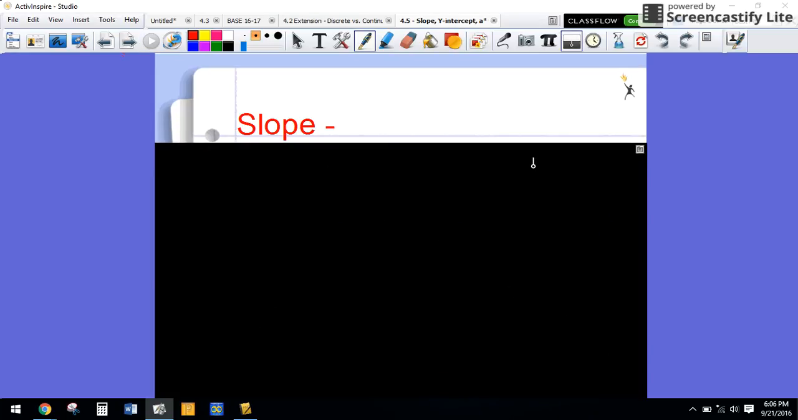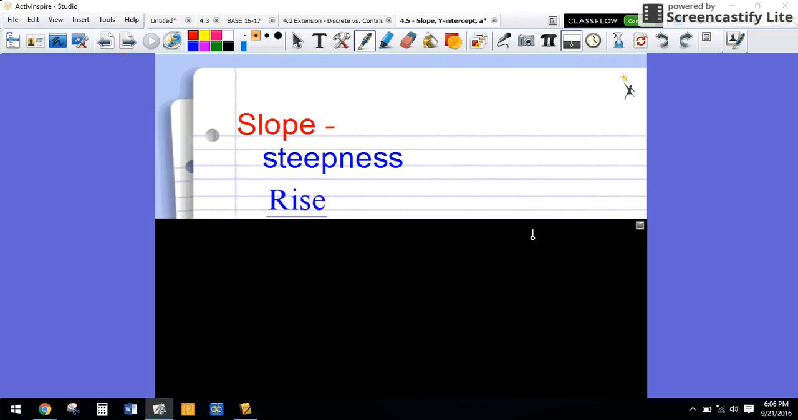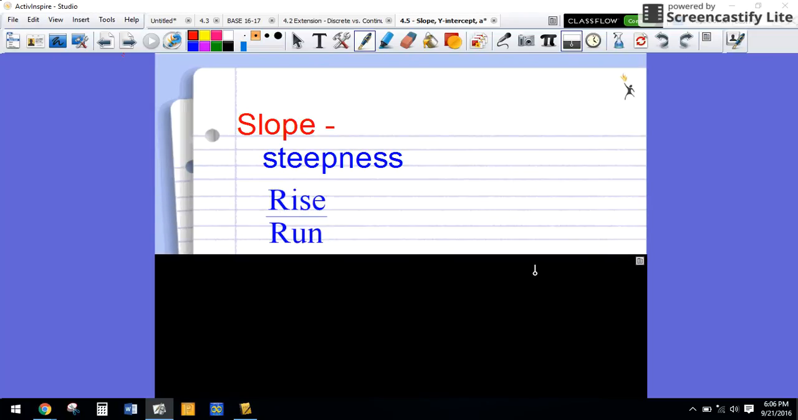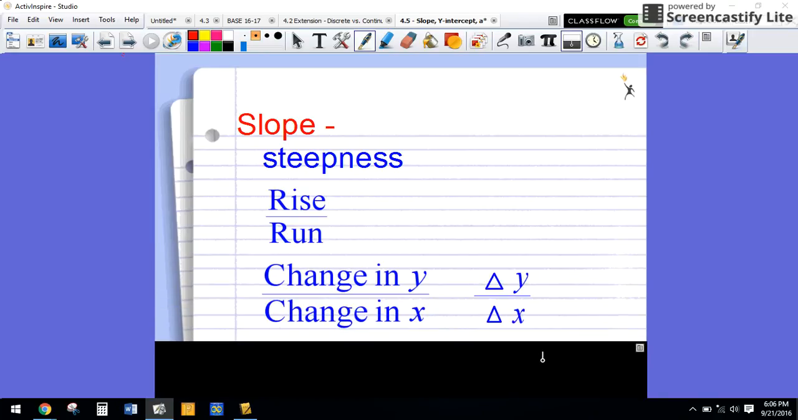So we start off here with the idea of slope and just kind of some definitions. Slope is a word you're going to hear a lot in algebra and further math classes. First of all, slope describes the steepness of a line, how steep it is. You can also call it rise over run, how fast it rises as the line runs. The more technical definition is the idea of change in y over change in x. This piece here says the same thing.